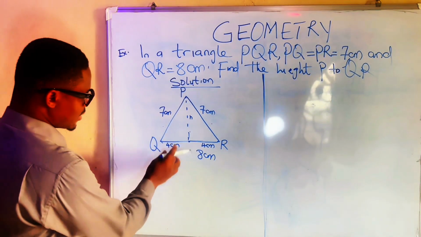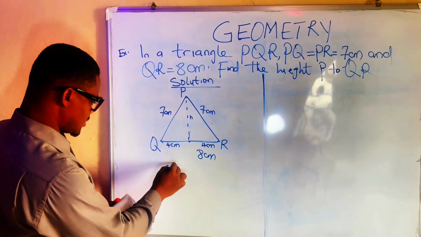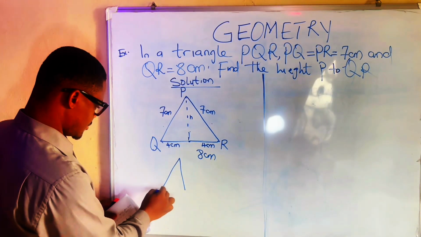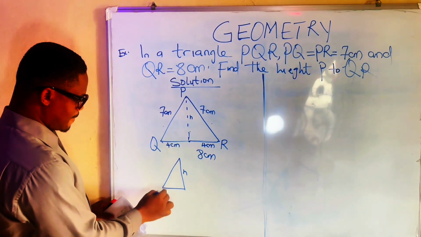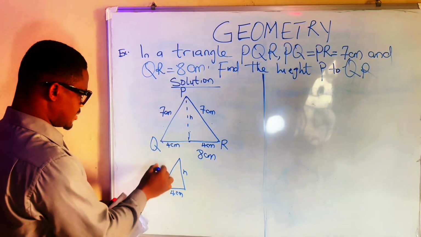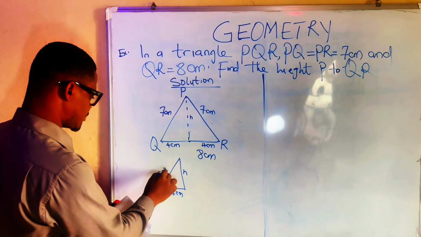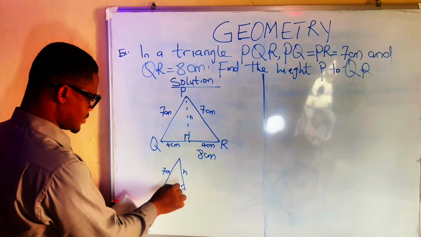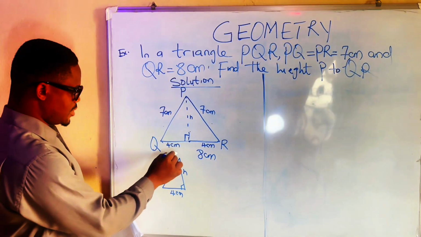So let's bring out one part of this triangle. So we have something like this, where here is the height, here is the 4 cm, here is from P to Q, which is 7 cm, and here is going to be 90 degrees. So this is just this part of the triangle. Here is P, here is Q.